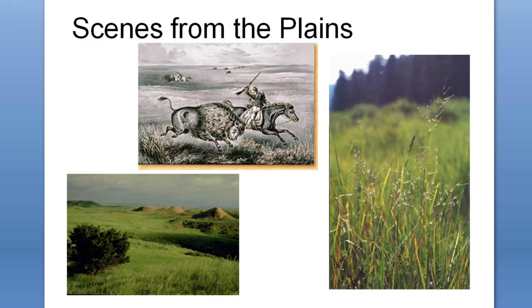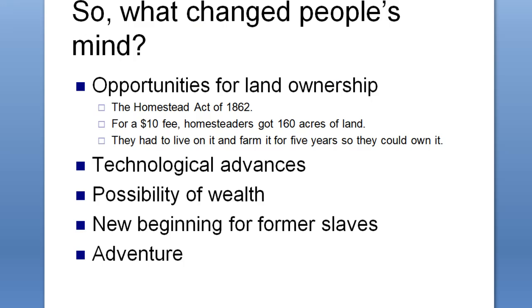Here are some scenes from the plains to give you an idea of what we're looking at. Grasslands, very few trees, some mountain areas, but again, just wide open spaces. You see the image of the buffalo on the top. That's something that's very static in our view, or our opinion, when we picture what the Great Plains look like.